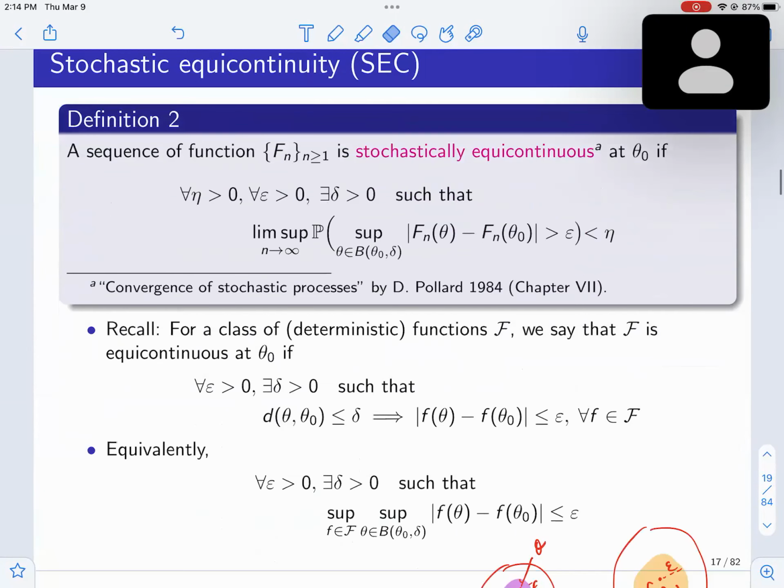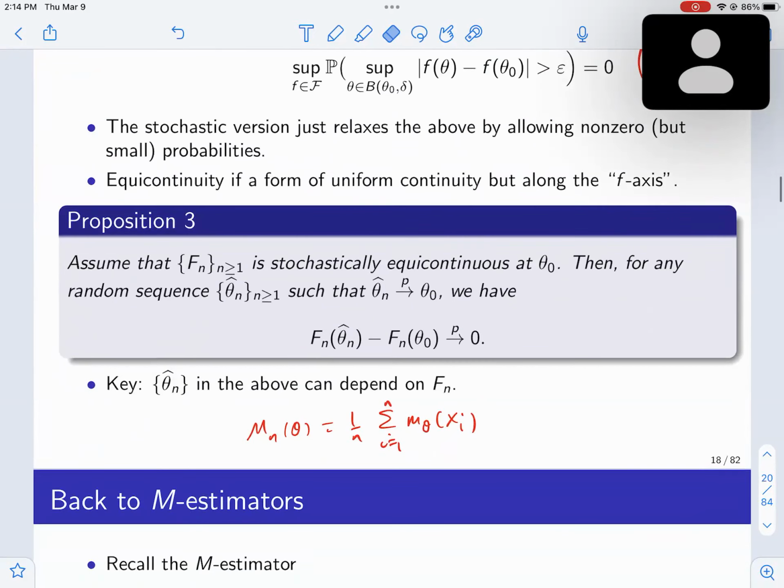And there was this idea of uniform stochastic equicontinuity, which is another notion of uniform convergence or uniform continuity, which applies to a class of functions. I'm not going to go into the details of what this is. The main point is this consequence. If a sequence is stochastically equicontinuous at a point, and I have another random sequence that converges in probability to some fixed theta naught, then when I look at the sequence of functions evaluated at theta hat n minus Fn evaluated at theta naught, this converges in probability to 0.